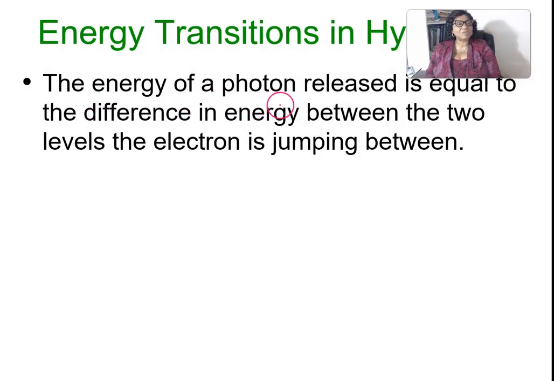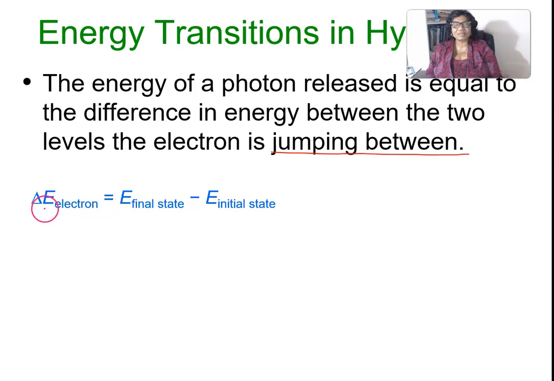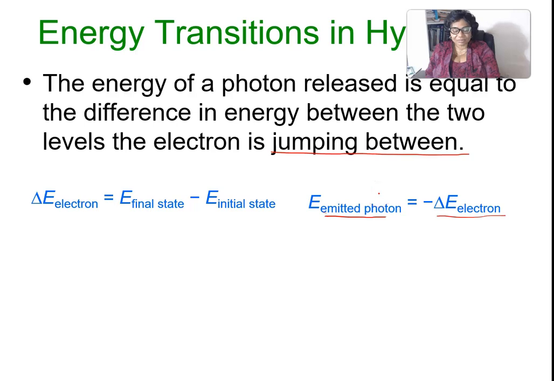The energy of a photon released is equal to the difference in energy between the two levels the electron is jumping between. So that change in electron energy is equal to the final state minus the initial state. The energy emitted by the photon is just the change in energy of the electron.